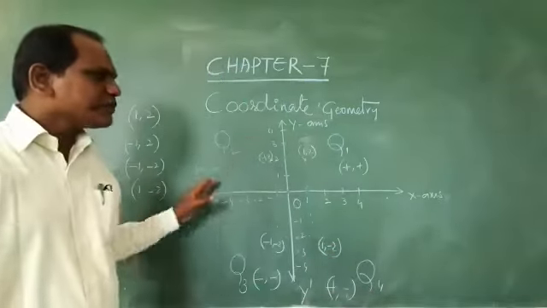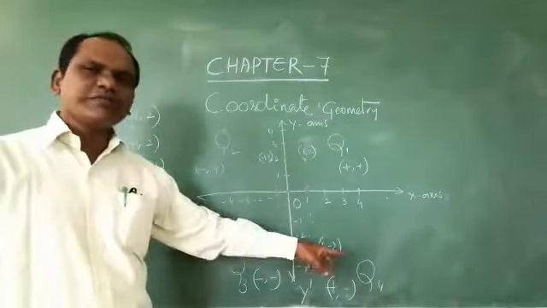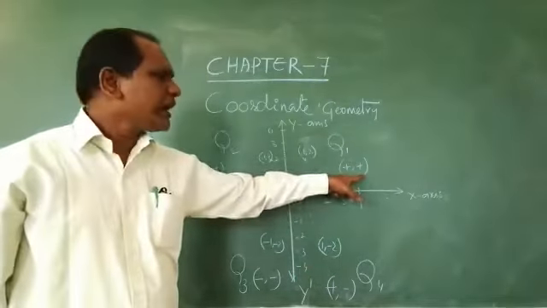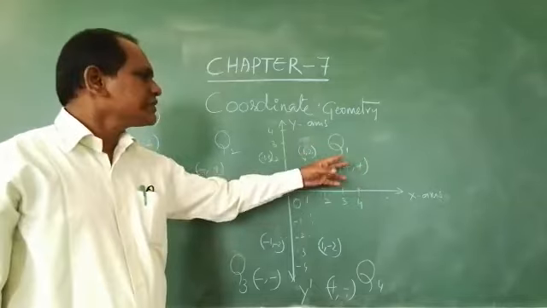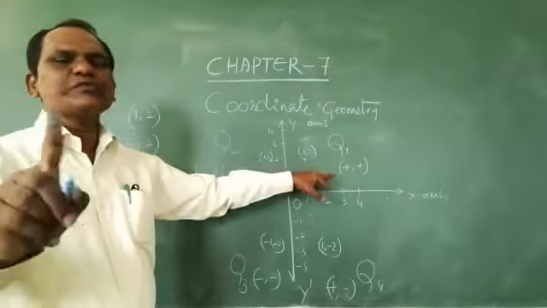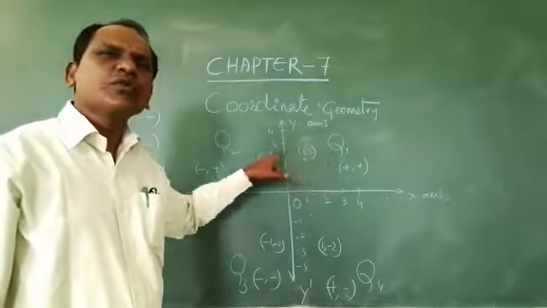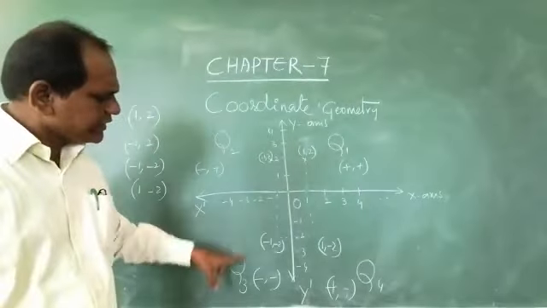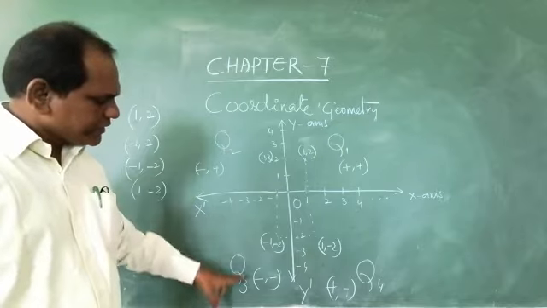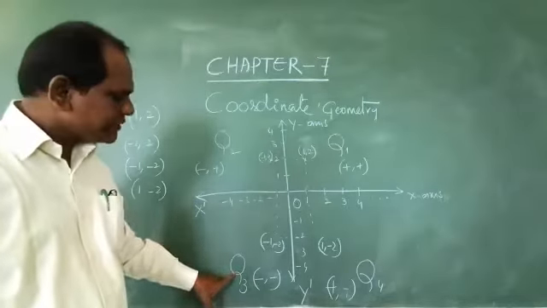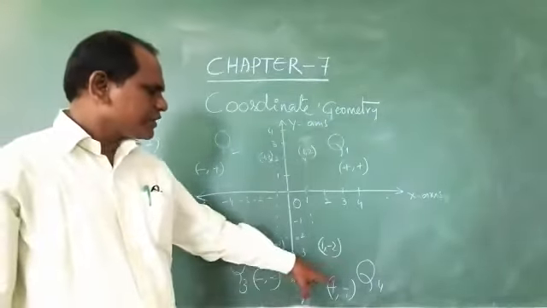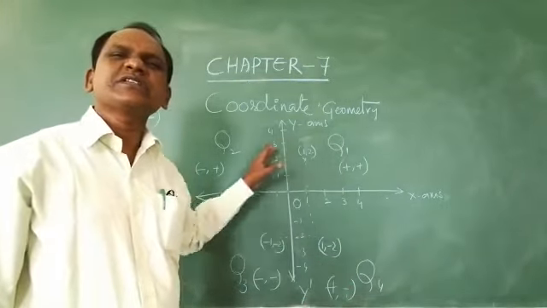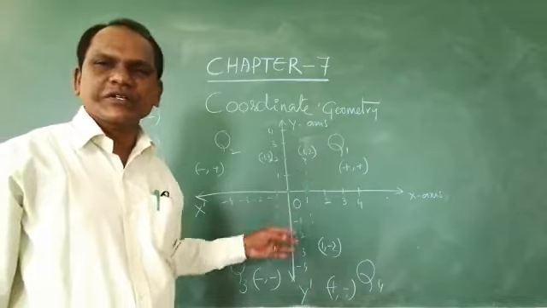So overall in quadrants 1, 2, 3, 4: if the first one is positive and the second is positive, both are positive, so the point belongs to quadrant 1. Negative and positive is quadrant 2. Quadrant 3 means both are negatives. Quadrant 4 is positive and negative. So this is the introduction to the quadrant geometry. Tomorrow we will continue. Thank you.